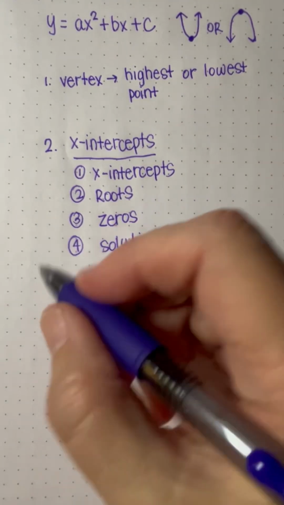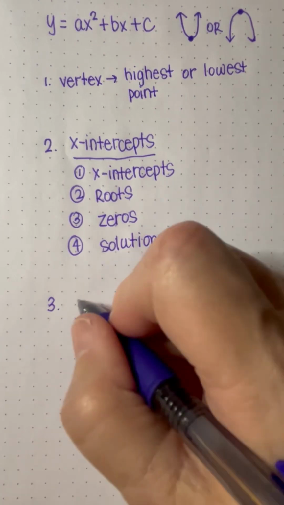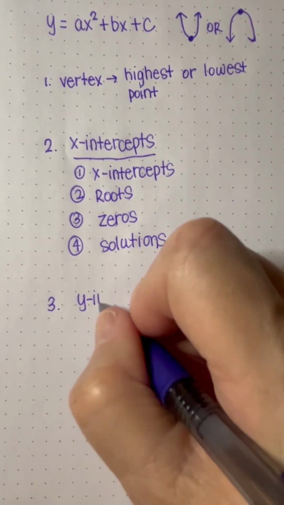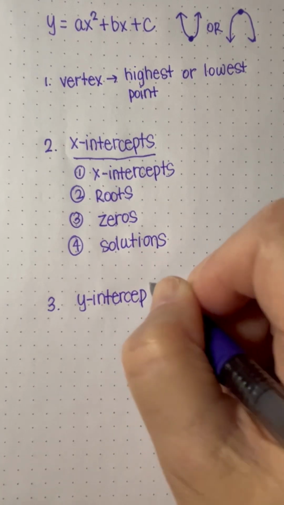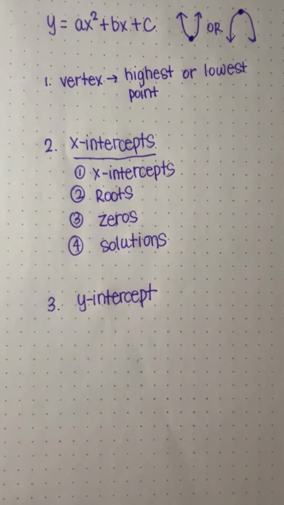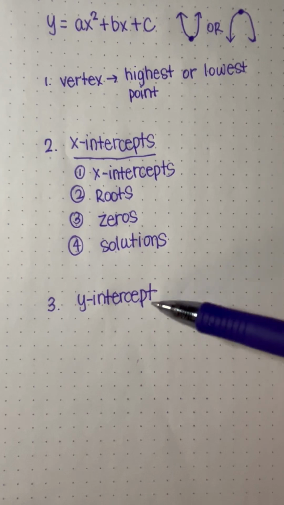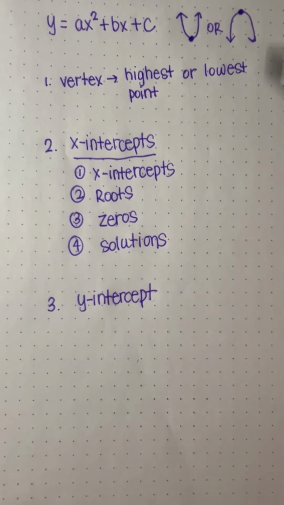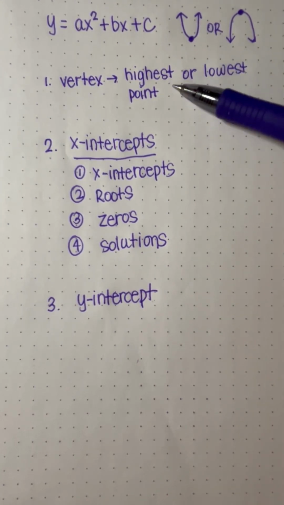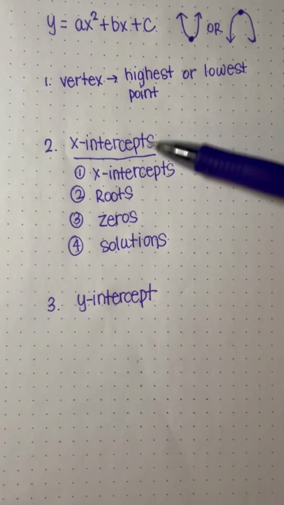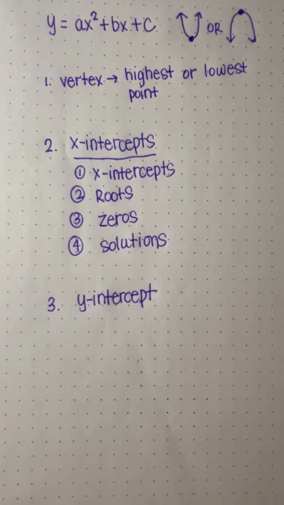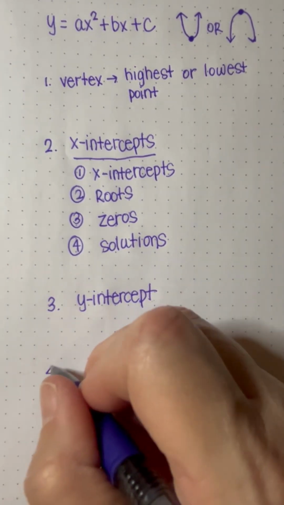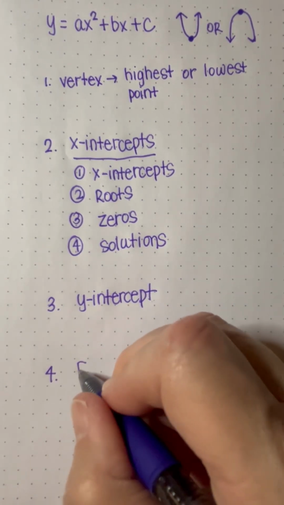And then the final thing they want you to be able to identify is the y-intercept. And that's a little easier because there's only one way they can ask you for y-intercept, and that is to use the phrase y-intercept. So this will always be obvious. This is highest or lowest. So what that means is all of the other words that they might use all mean the same thing, and they mean x-intercepts.